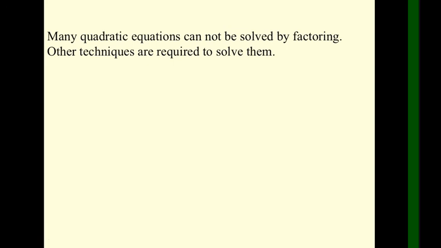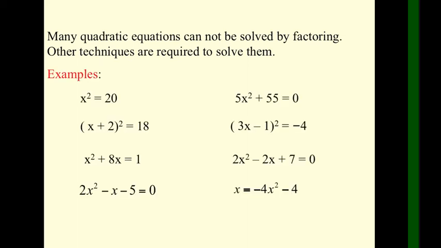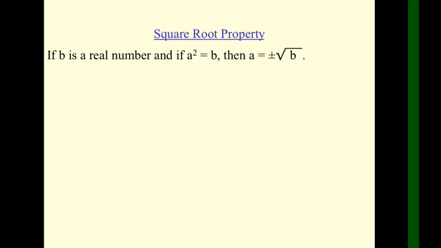Many quadratic equations cannot be solved by factoring. Other techniques are required to solve them. Examples: we have x squared equals 20, x plus 2 squared equals 18, x squared plus 8x equals 1, 2x squared minus x minus 5 equals 0, 5x squared plus 55 equals 0, and so on. These cannot be solved using factoring, so they require another technique, and that is the square root property. If b is a real number and if a squared equals b, then a is equal to positive negative square root of b, just like what I've said.